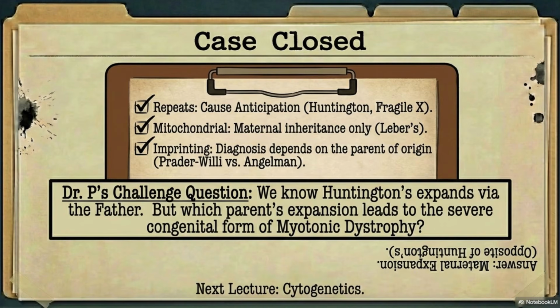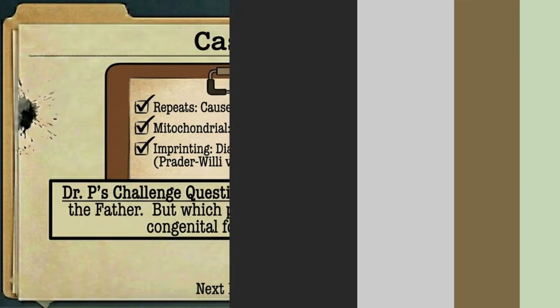That's it. We have now covered the rebels of genetics. Let's summarize this. The stuttering repeats cause anticipation: Huntington, Fragile X. Mitochondrial is maternal only, Leber's. Imprinting depends on who gave you the gene, Prader-Willi or Angelman. So that's it. I have a homework for you. Go open Robbins, look at pedigrees and try to solve them without reading the caption.